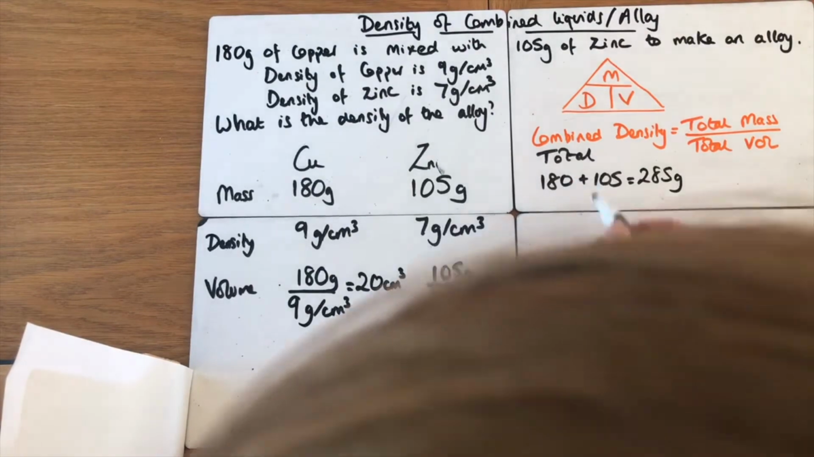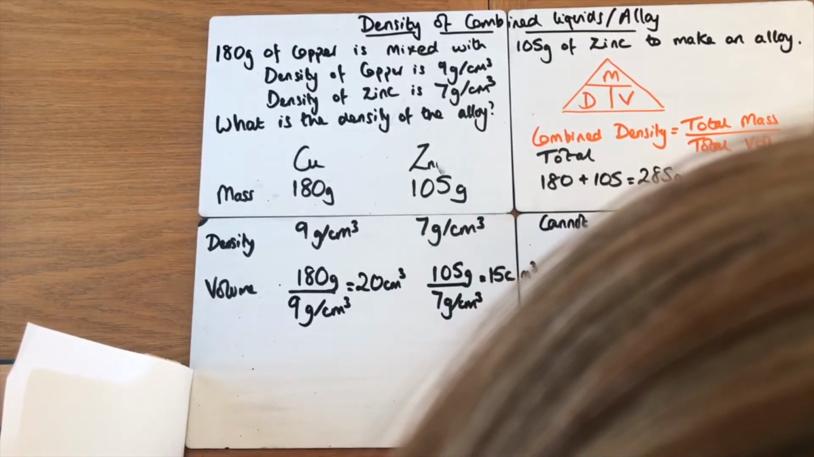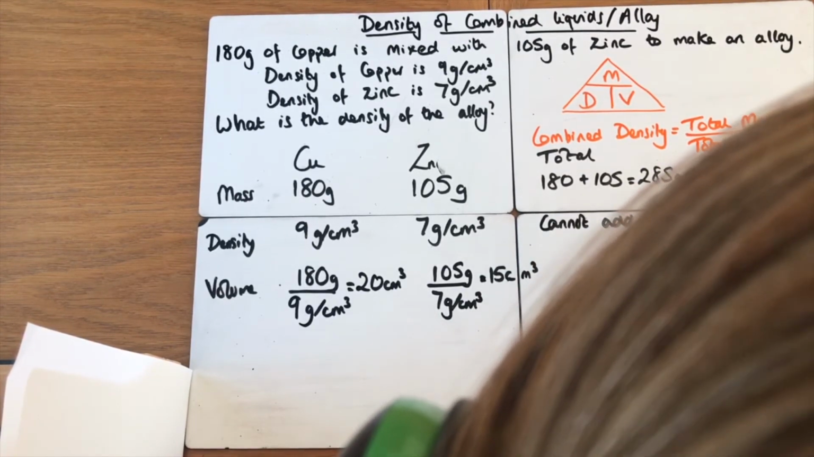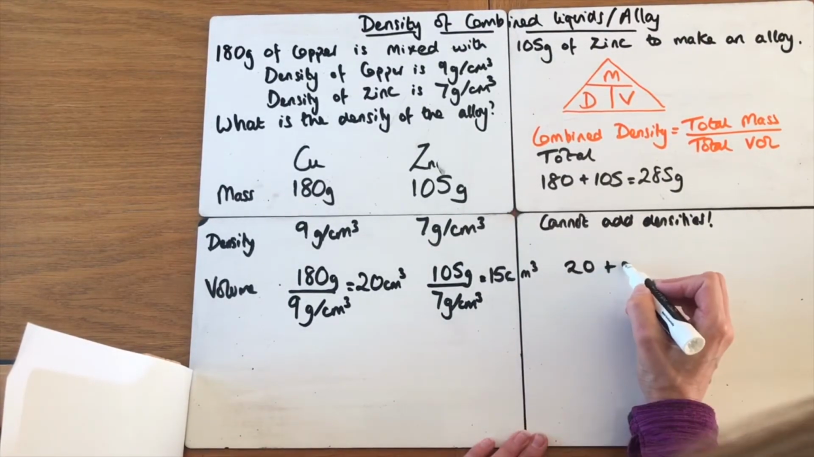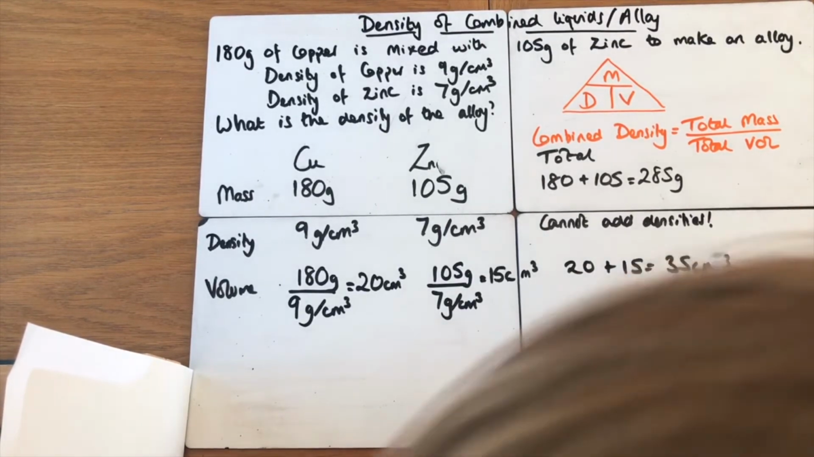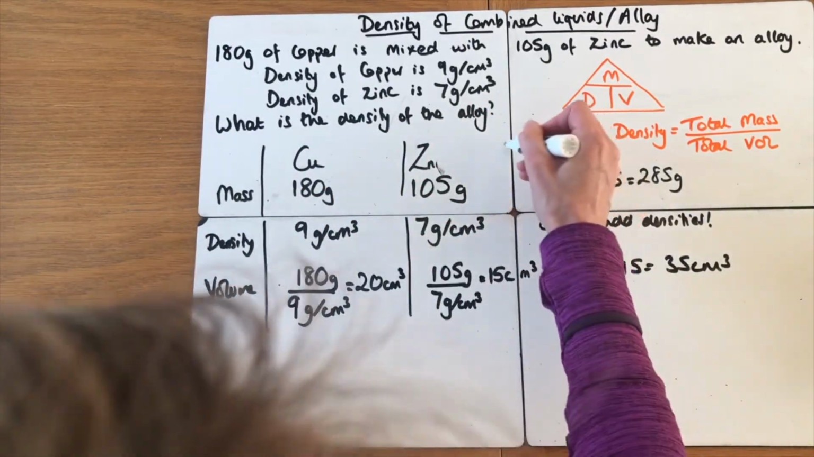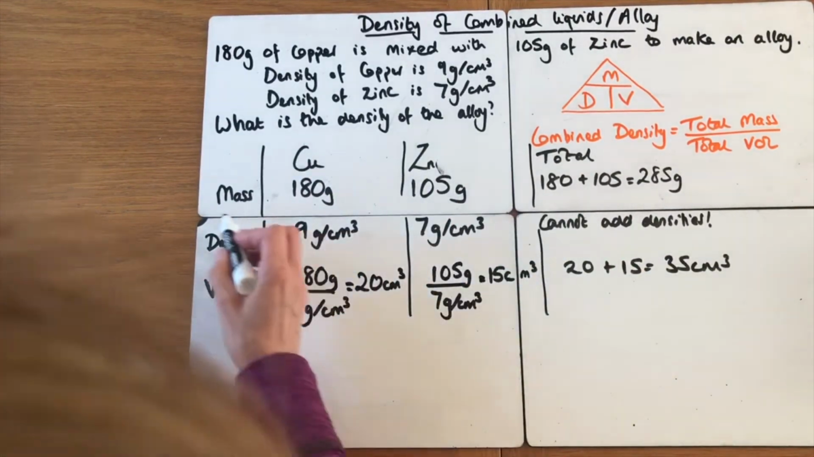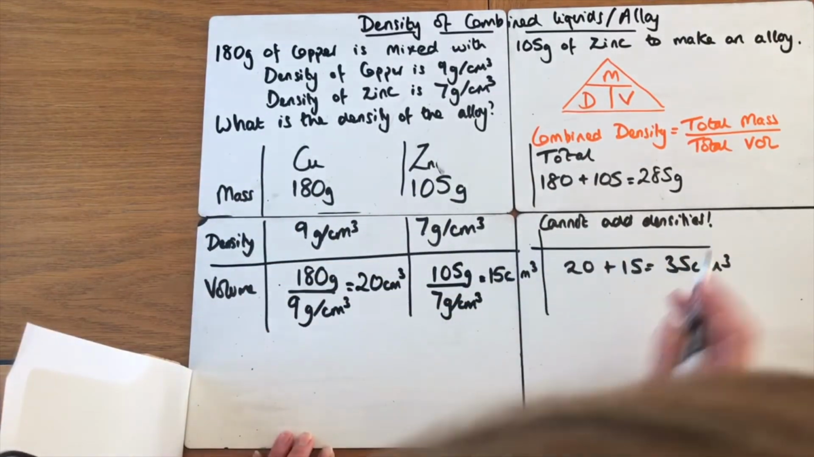Remember, with density, we can't add densities. Let's just write that in there to remind us. Cannot add densities to combine densities. Volumes we can add, so our total volume is 20 plus 15, which gives us 35 centimetre cubed. If you wanted to put some lines on your table so you can see what's happening a bit better, we can put some lines in here. We've got our copper, zinc and total columns, and then we've got a row for mass, a row for density and a row for volume.